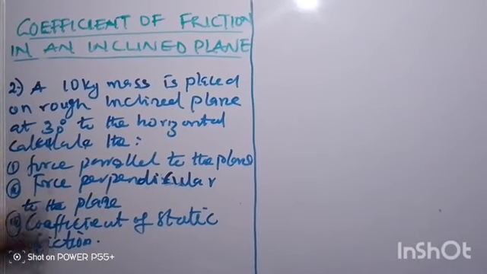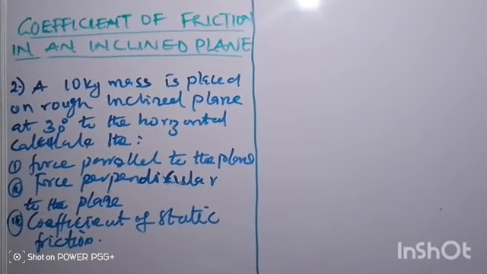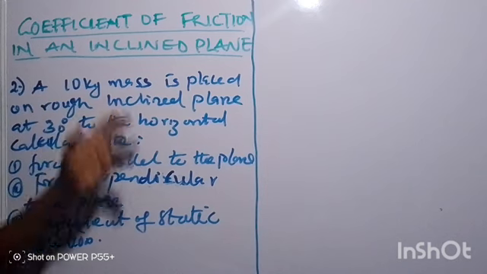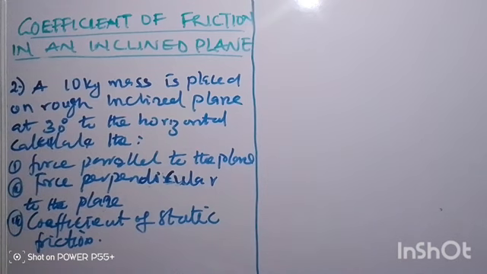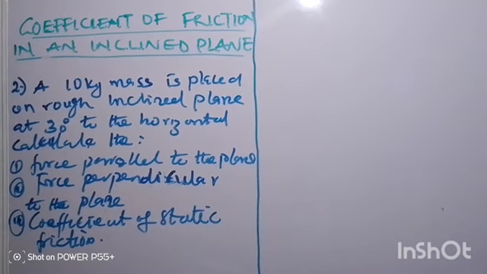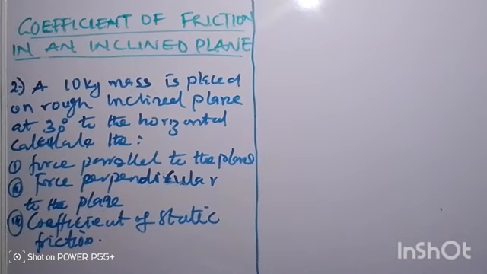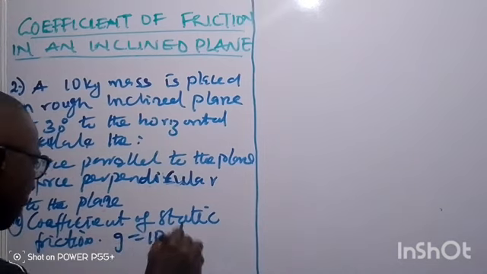Let's take this one as example 2. A 10 kg mass is placed on a rough inclined plane at 30 degrees to the horizontal. Calculate: 1. Force parallel to the plane. 2. Force perpendicular to the plane. 3. Coefficient of static friction. g is equal to 10 meters per second squared.